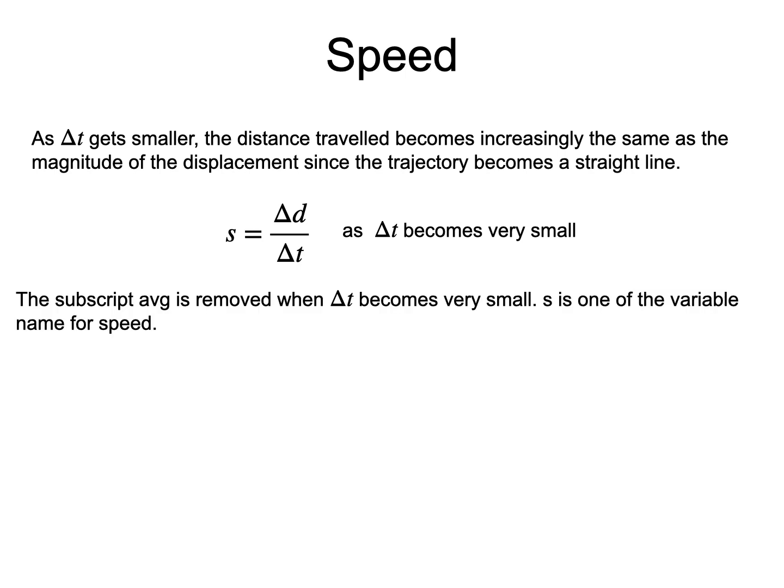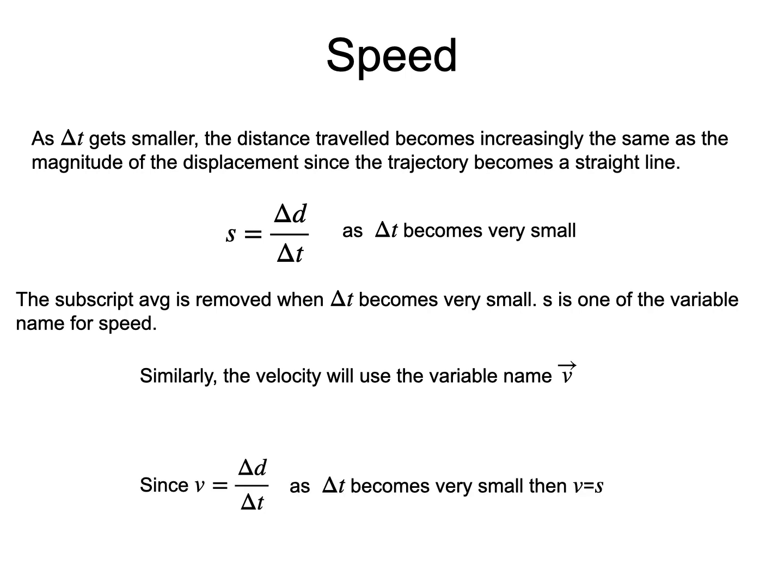The process of letting delta t become very small transforms the quantity that is average to an instantaneous quantity. The variable v arrow without the avg is the instantaneous velocity, which we will call the velocity from now on. The magnitude of the velocity leads to an expression that is the same as the one for the speed. The magnitude of the velocity is called the speed.